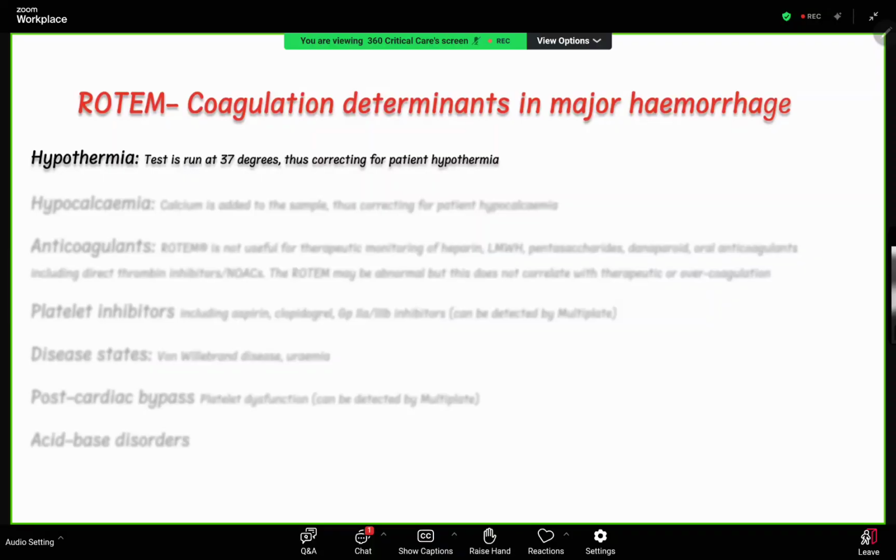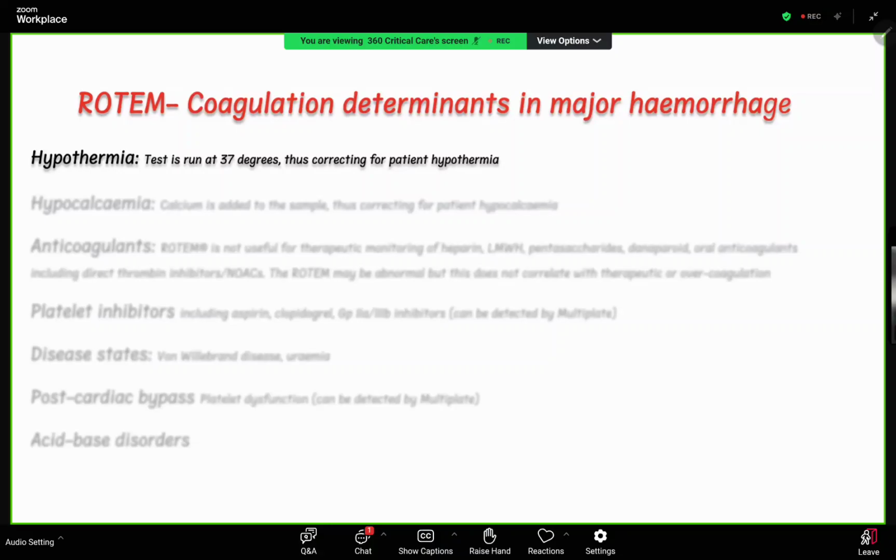Now, the major coagulation determinants in major hemorrhage are the coagulation factors for sure, but there are other things that determine whether patients are bleeding, not bleeding, or will continue to bleed. Apart from the coagulation factors, there are other very important factors which cannot be measured by your Rotem. So you need to know what are the things that cannot be measured by this point of care coagulation test.